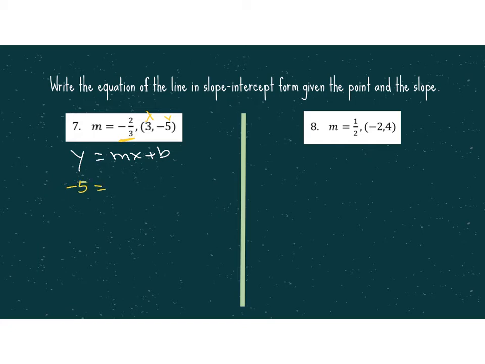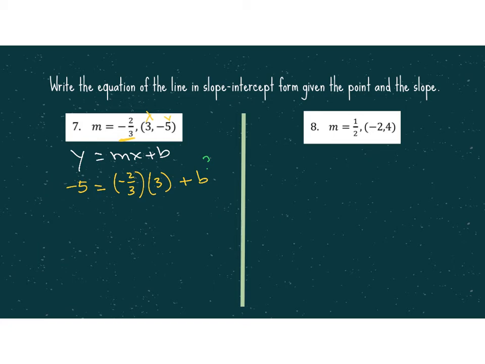-5 is equal to my slope of -2/3 times the x value of 3. And then plus that b that I'm trying to determine. Okay, so I need to take -2/3 times 3.